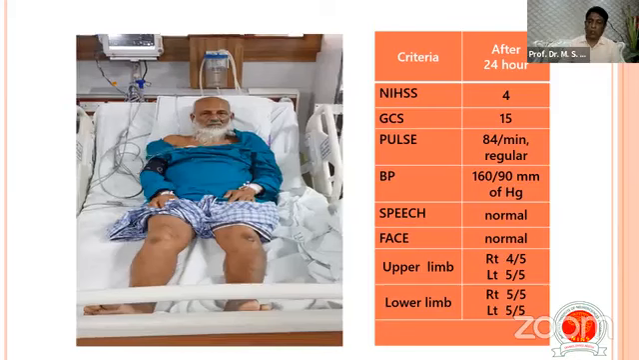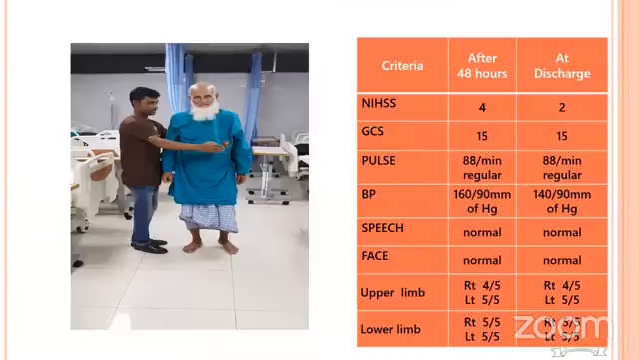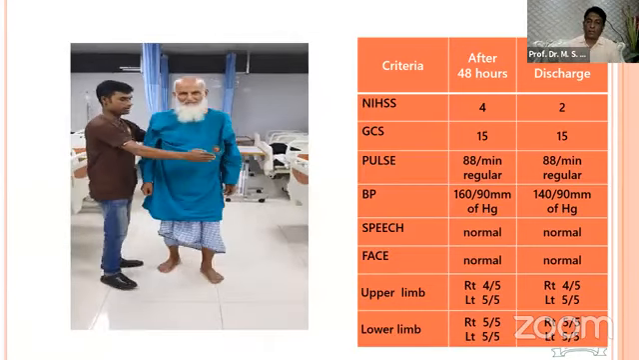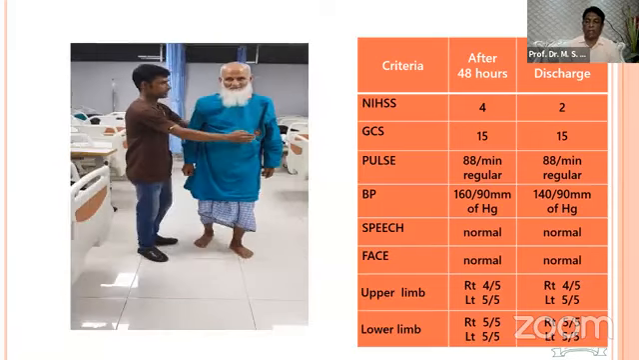After 24 hours, upper limb right side 5/5, lower limb right side 5/5. And after 48 hours, NIHSS score 4, Glasgow scale 17, upper limb right side 4/5, lower limb right side 5/5.